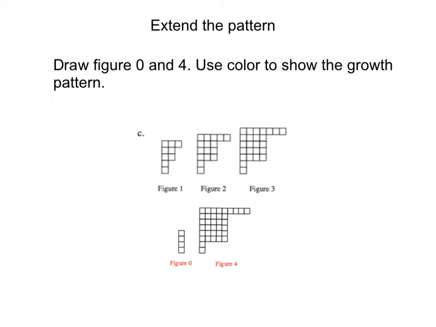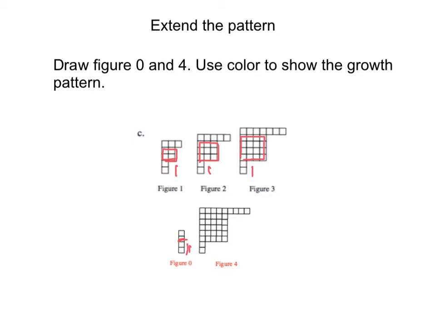All right, again, if I'm identifying my pattern, I chose to look for squares. So figure 3, there's a 4 by 4 square. Figure 2 has a 3 by 3. Figure 1 has a 2 by 2. So figure 0 would have a 1 by 1. Then there's always 2 along the bottom, so I'll add 2 to the bottom there.